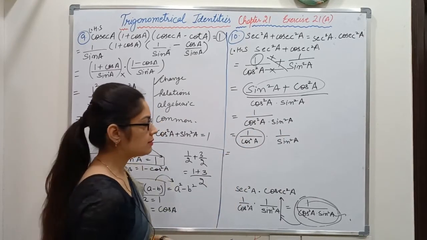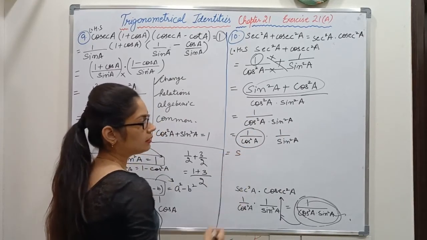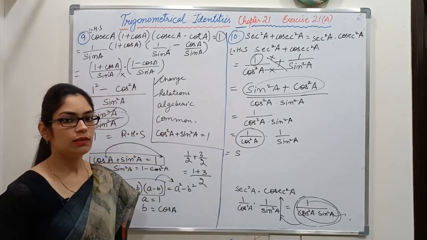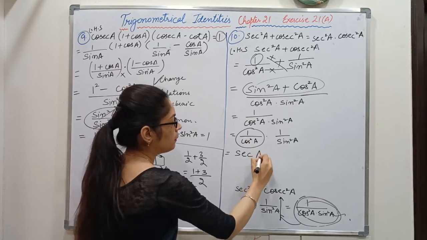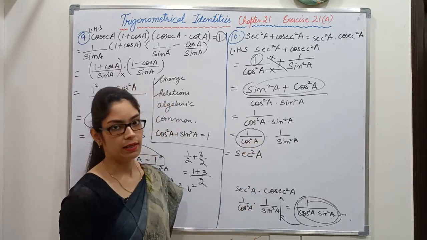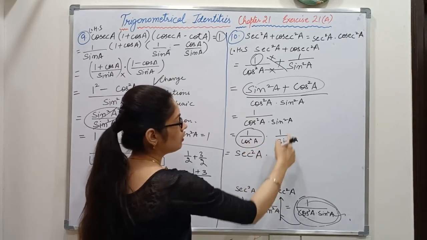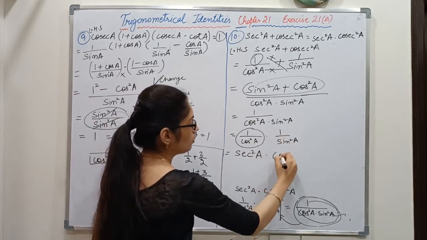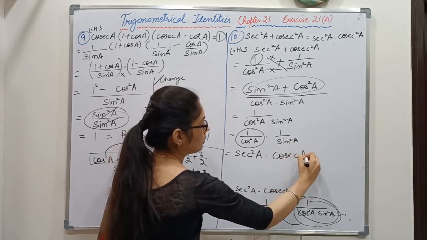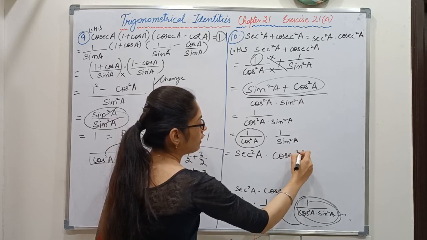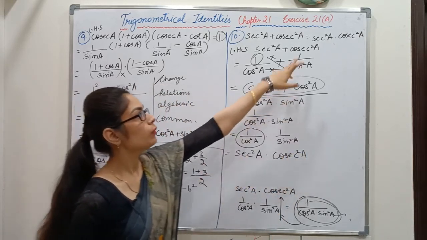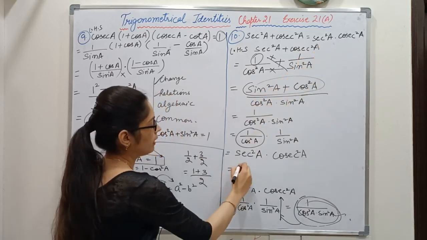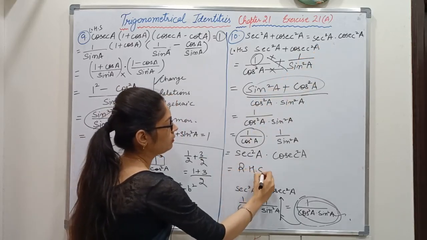Now 1 by cos is secant. Cos and secant are reciprocals of each other. So 1 by cos I can write as secant, but it is square, so secant square. Into, as it is, 1 by sin is cosecant, because it is square, I have to write square here. So secant square A into cosecant square A, that is what we needed. So we can write equals to right hand side, hence proved.